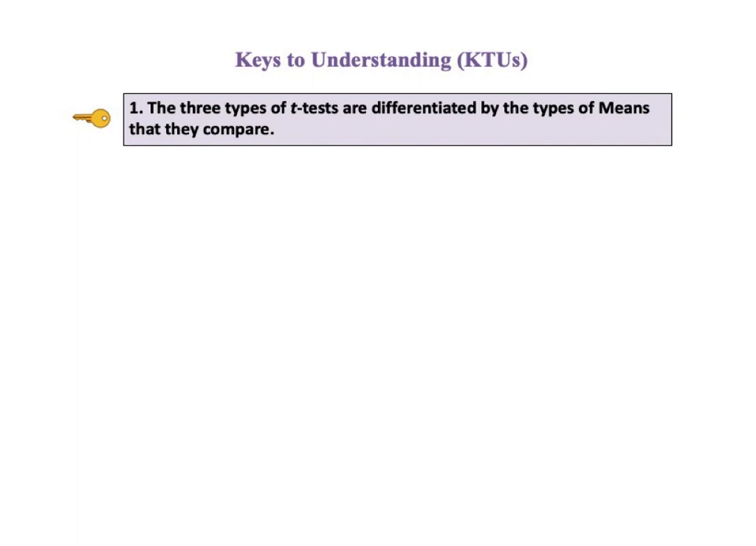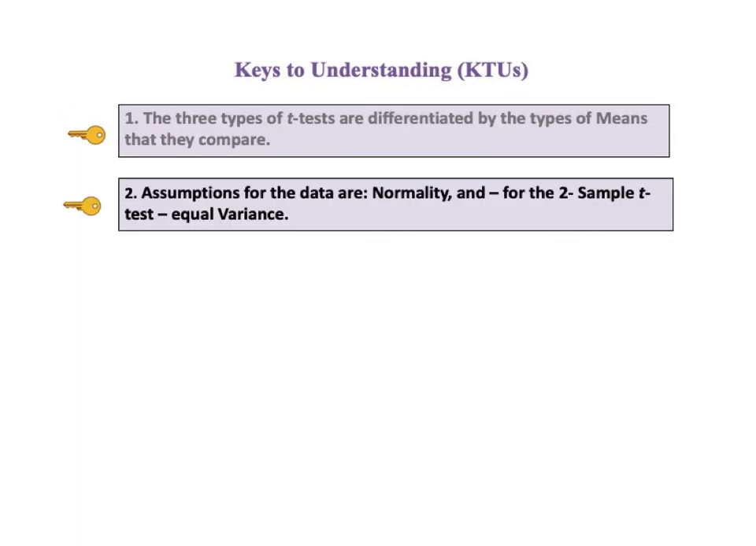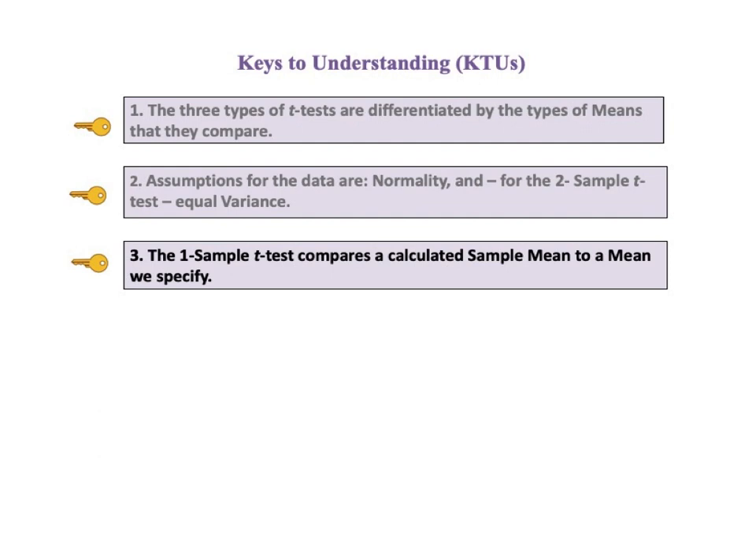The first key to understanding tells us that the 3 types of t-tests are differentiated by the types of means that they compare. KTU number 2 says assumptions for the data are normality and, for the 2-sample t-test, equal variance. We will be looking at 3 different types of t-tests. The third key to understanding tells us about the first of these. It says the 1-sample t-test compares a calculated sample mean to a mean which we specify.